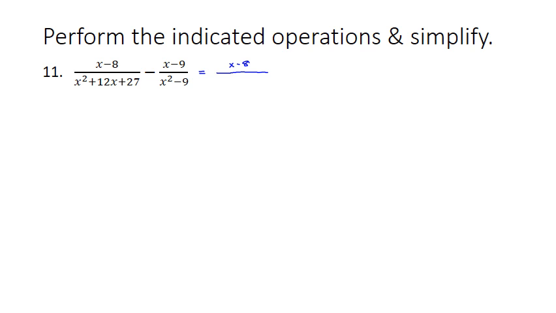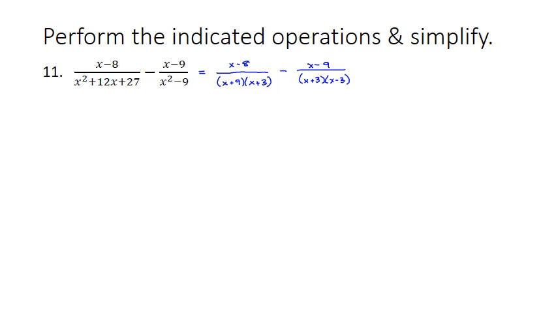So the x minus 8 is not going to change, but the bottom of the first fraction should factor into an x plus 9 and an x plus 3, minus on the top of the second fraction, the x minus 9 doesn't change, but you can factor the x squared minus 9 into a difference of squares, which is x plus 3 times x minus 3.